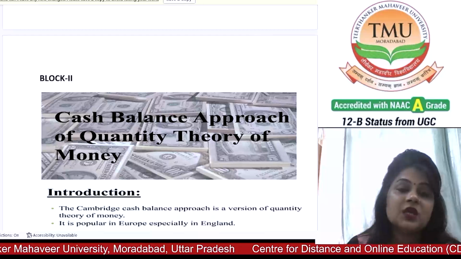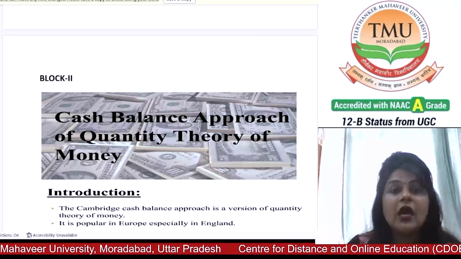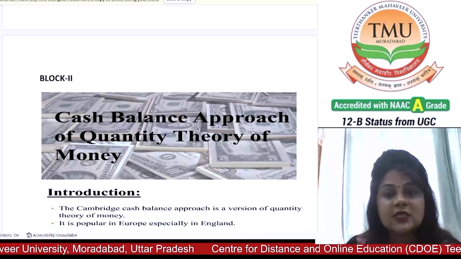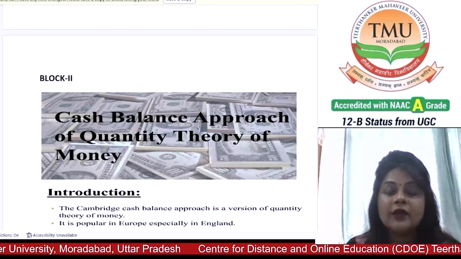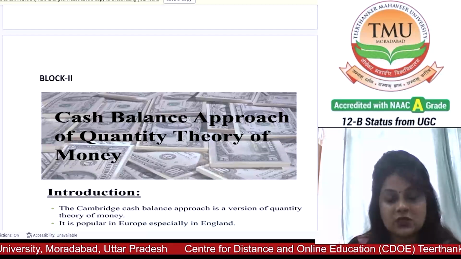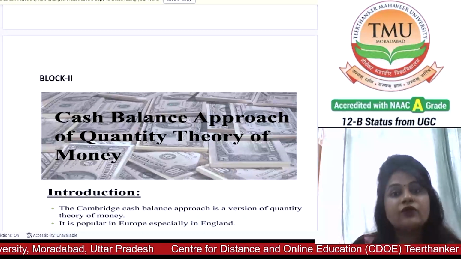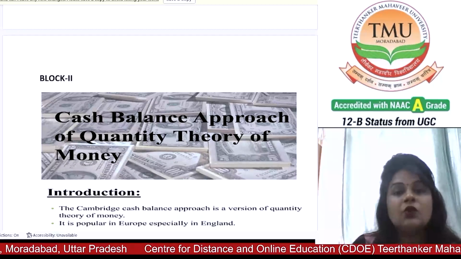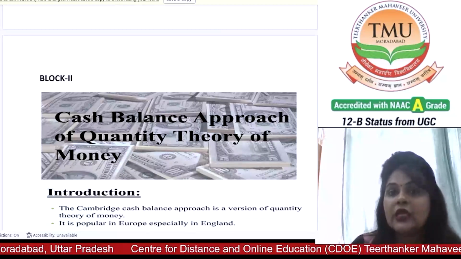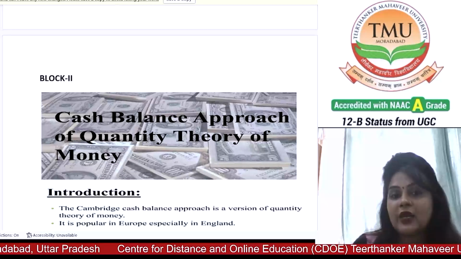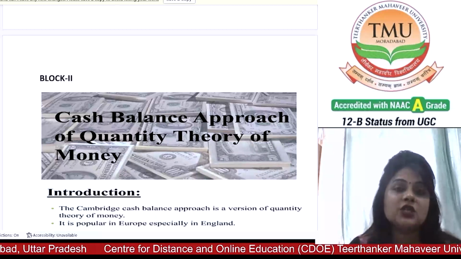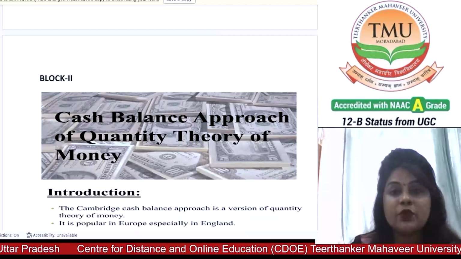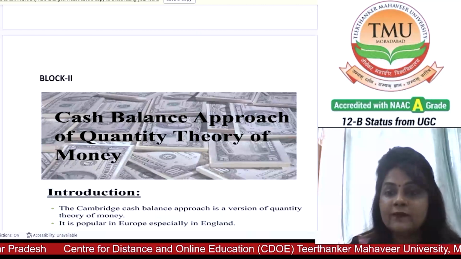So, in the words of Fisher, other things remaining unchanged, as the quantity of money in circulation increases, the price level increases in direct proportion, and the value of money decreases, and vice versa. There are two versions of the quantity theory of money. The transaction approach, given by Irving Fisher, which we studied in the previous video, and the cash balance approach, given by the Cambridge economists. So today we discuss the cash balance approach of the quantity theory of money.